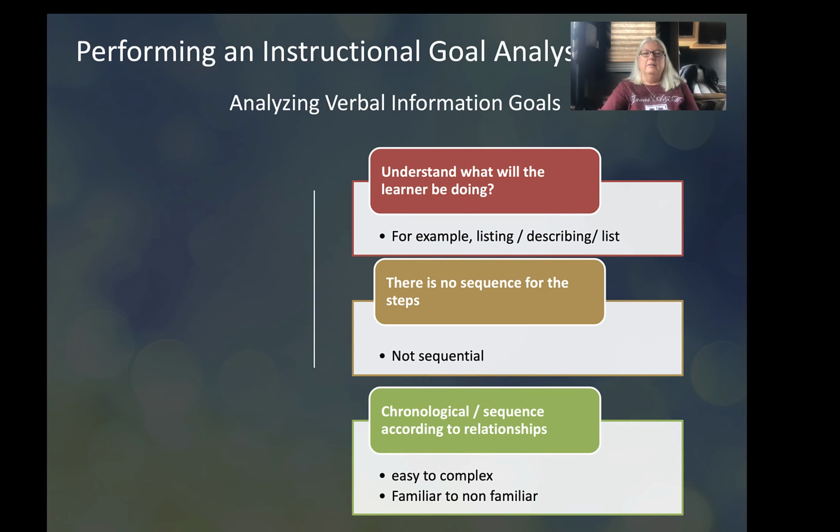Okay, so next we have a verbal goal. So a verbal goal, we have to understand what the learner will be doing. Are they listing, naming, describing something? And there's no sequence for these steps because we're asking the learner to memorize something and tell us what they have memorized. Okay, so we have to organize it somehow. So a common way to do that is from easy to complex or familiar to non-familiar.